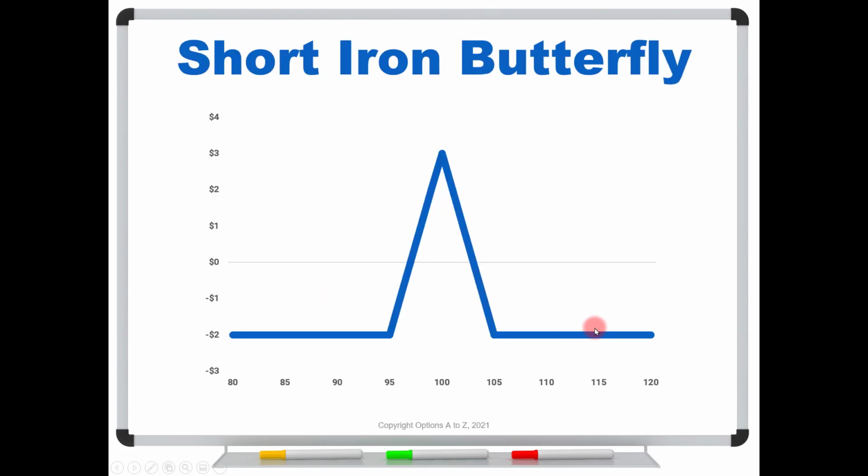If we put on the short iron butterfly, it's going to look just like a regular butterfly. See, I could buy a call butterfly and get this risk graph. I could buy a put butterfly and get this risk graph. But I could sell the iron butterfly and get the same one. So it will be a credit. That's the most you can make. The most you could lose down here is the difference in strikes minus your credit.